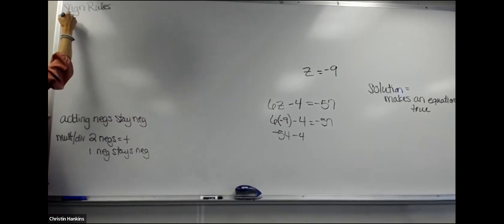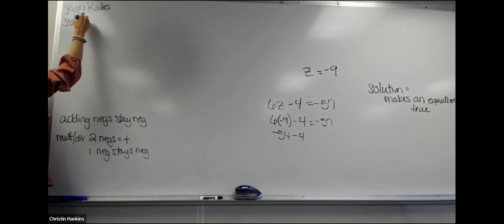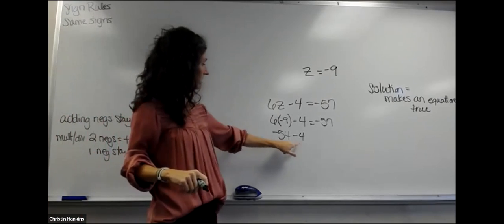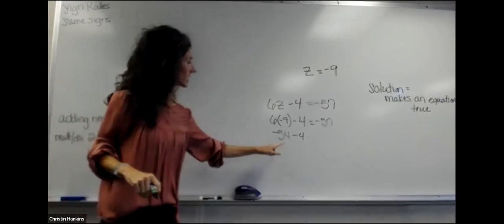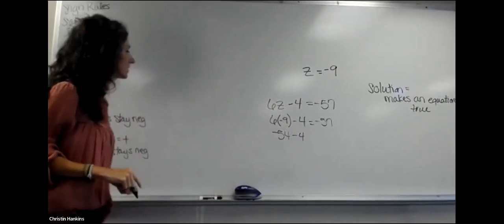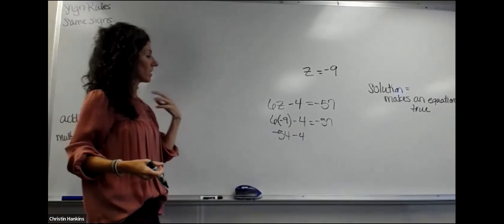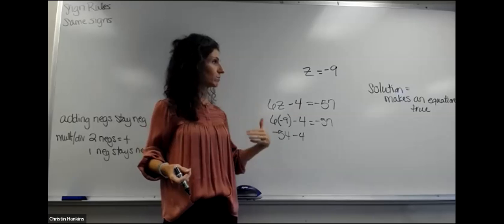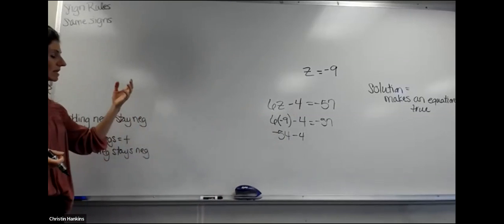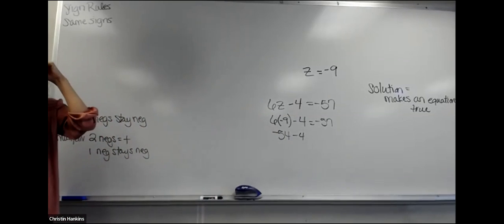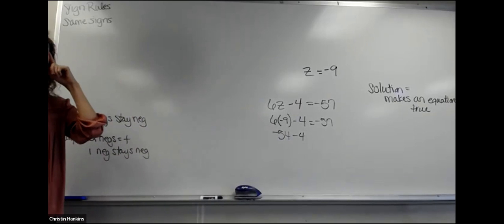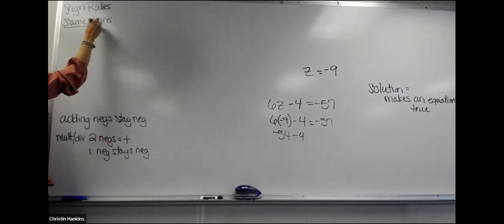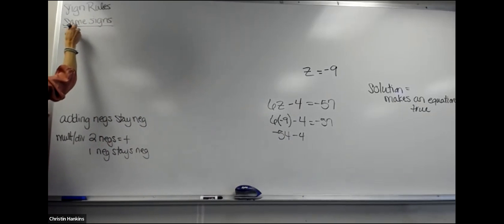So my sign rules are same signs. I don't look at what the operation is telling me to do. Like this right here looks like it's saying to subtract, right? And you are. If you think about having negative $54 in your account and taking away 4 more, you are subtracting. But what you do in your head is you're adding to your debt. So same signs, we add the numbers.